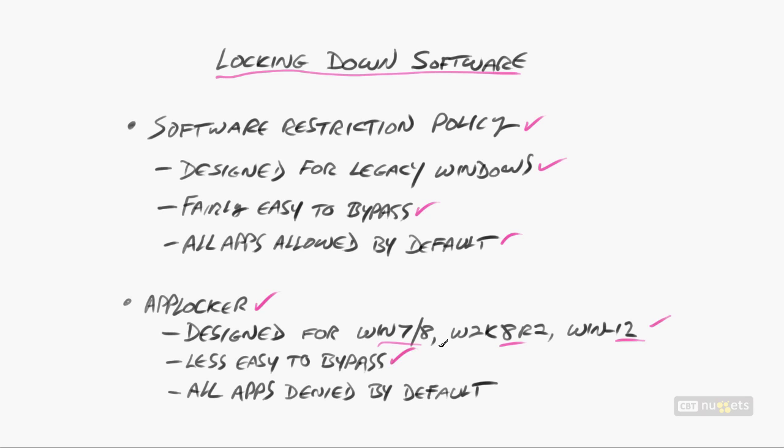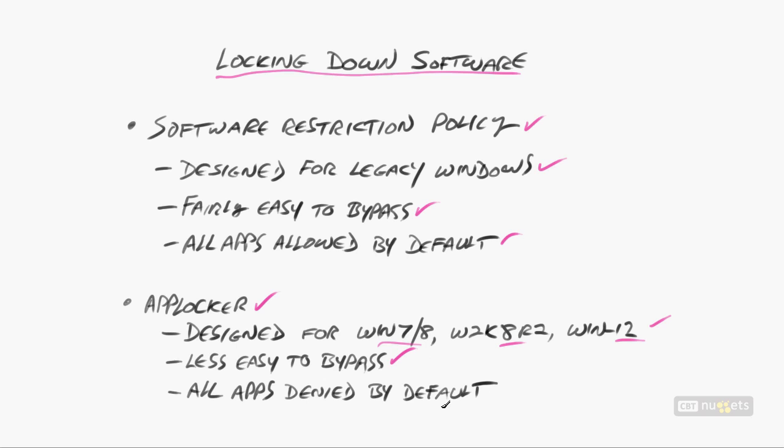If you use just a path rule, then it could potentially be as easy to bypass as a software restriction policy. And we'll talk about what those are, by the way, as we get there. But if you use a hash rule, or more particularly if you use a publisher rule, that's going to be much more difficult to get around. And the publisher is probably where the big strength is in AppLocker.